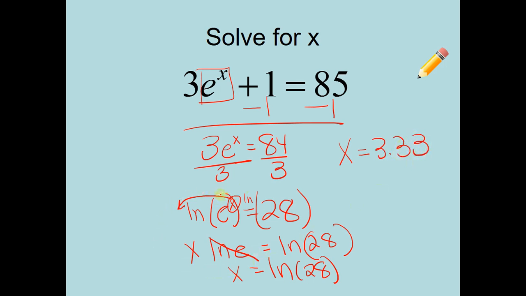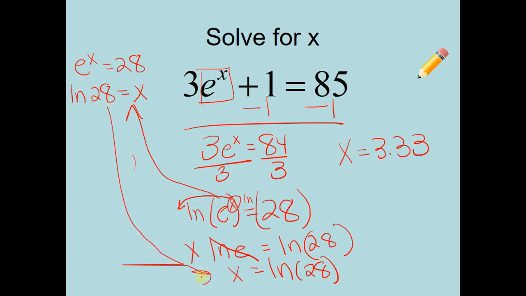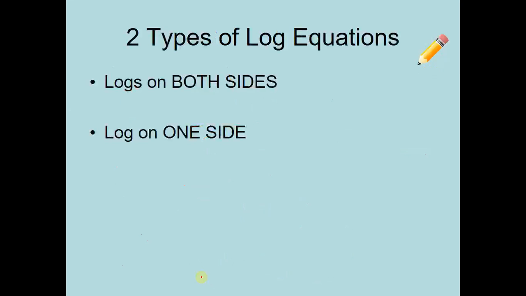Sidebar conversation over here quick. As I'm at e to the x equals 28, I can convert that into exponential or logarithmic form. ln of 28 equals x, because this is technically log base e. Same thing, you got the same answer as what I did, 2 different ways to do the same problem.